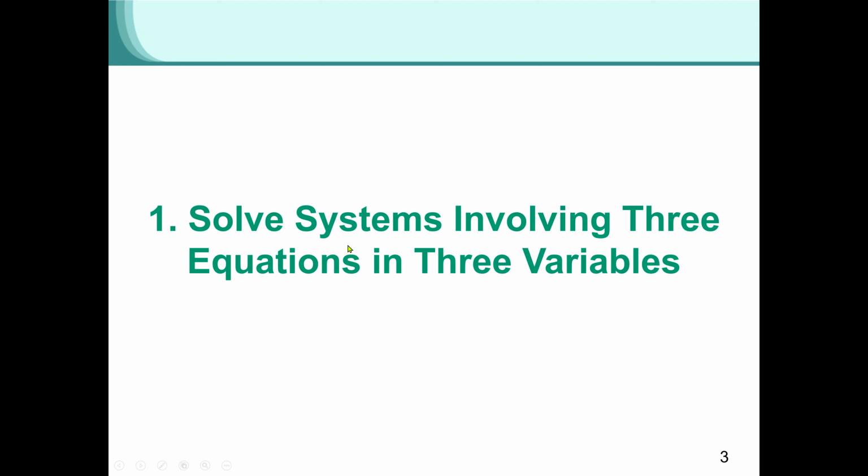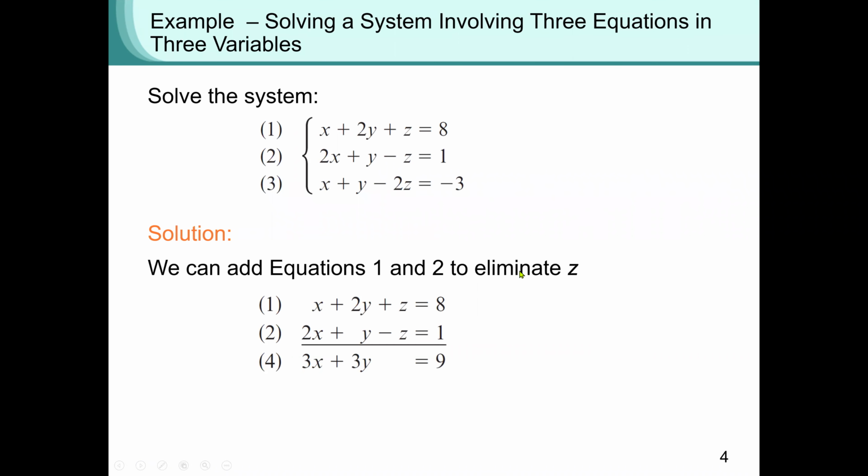So we start with solving systems involving 3 equations in 3 variables. So here again, we are going to use elimination and substitution. And same as in our previous lectures, where we used elimination and substitution to solve systems of linear equations which involve 2 variables or 2 equations. So the method we are going to use here is that we can choose either equation 1 and 2, or equation 1 and 3, or equation 2 and 3.